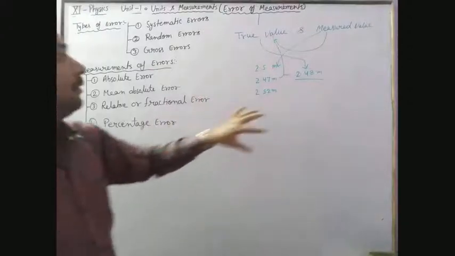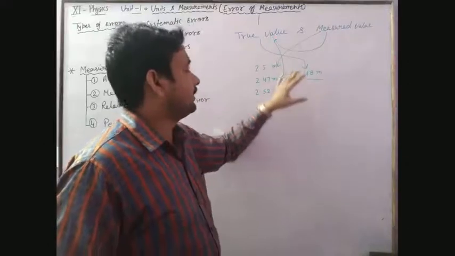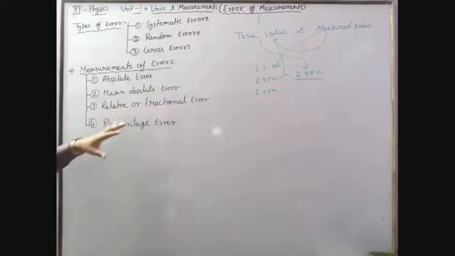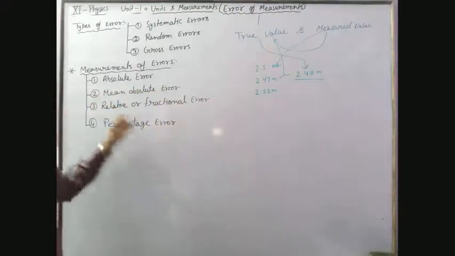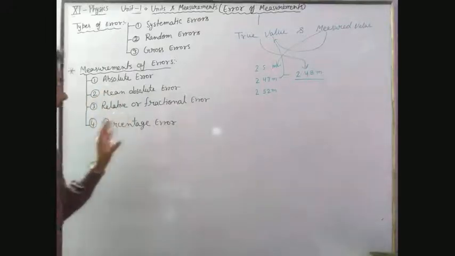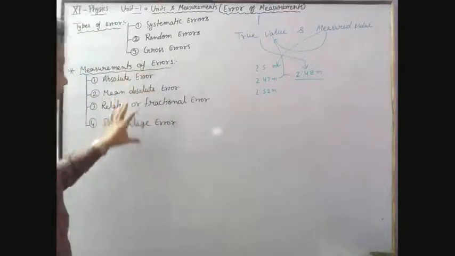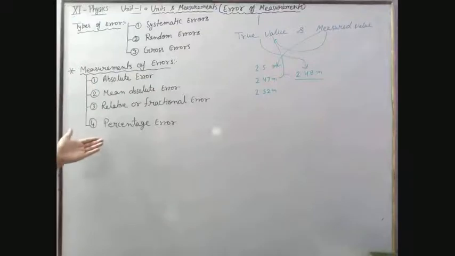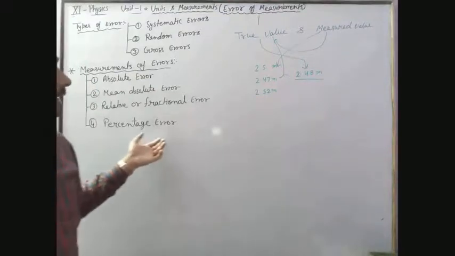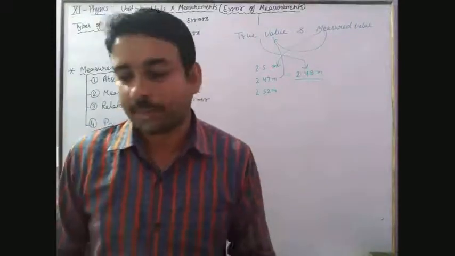Now, whenever error occurs in the measurement, we use methods to reduce these errors by calculating the absolute error, mean absolute error, relative or fractional error, and the percentage error. Now we understood the methods to calculate the errors, and after that we find the error in propagation.